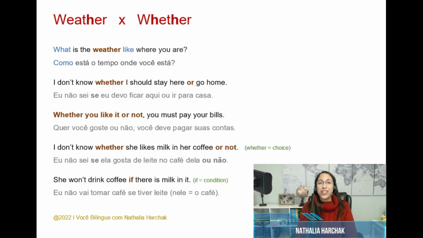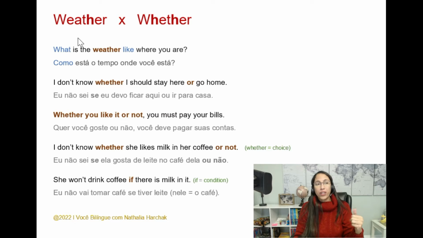Today I'm going to teach you the difference between the words weather and whether. So these words are homophones. They sound the same, but they are spelled differently. The first word is spelled W-E-A-T-H-E-R, and this word is related to the climate.